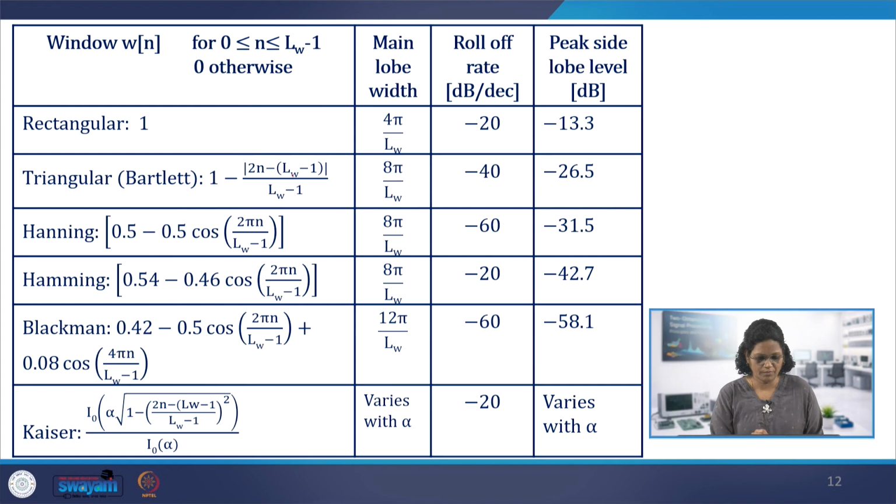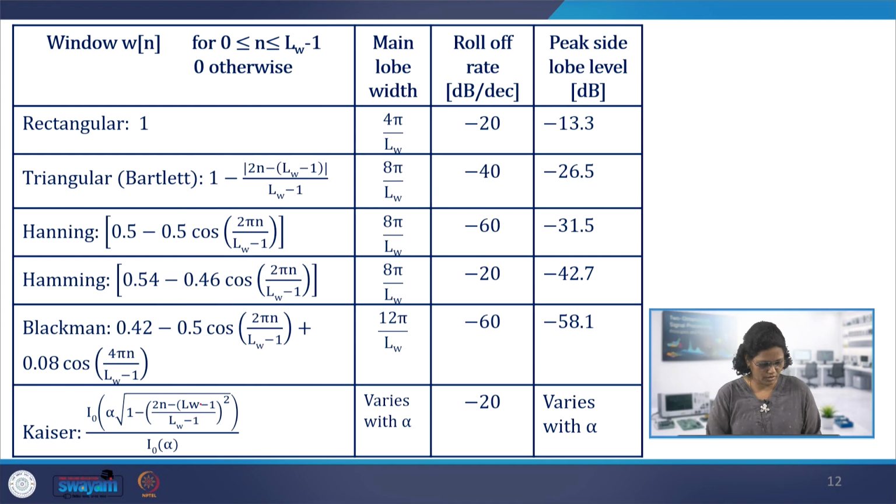LW implies the number of samples in the window. For the triangular window it is 8 pi by LW, and the Hanning window expression is this. It's a very standard known window, and Hamming as well, 8 pi by LW. Blackman has 12 pi by LW. The main lobe width increases as we smoothen the window. And the Kaiser one is a tunable window, where alpha varies.